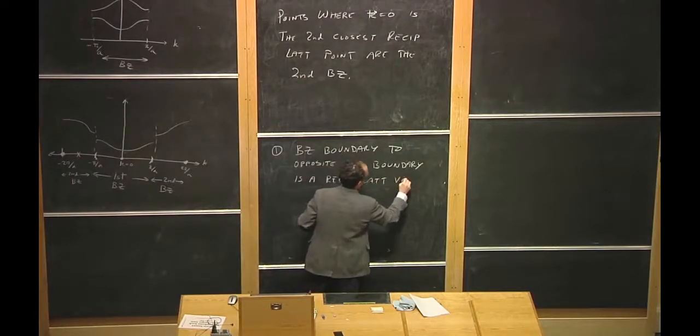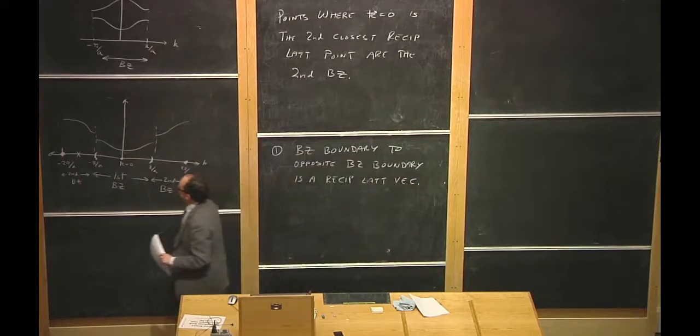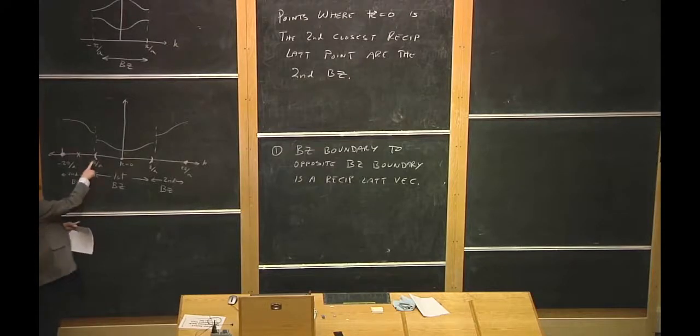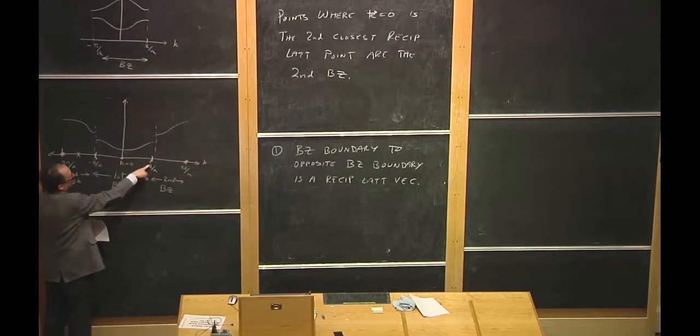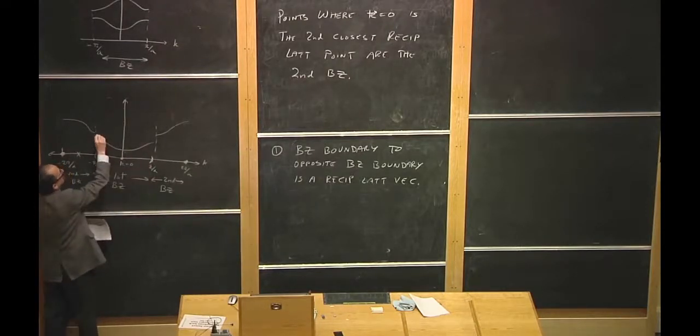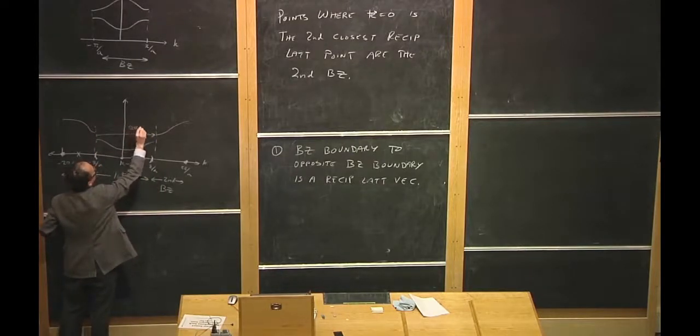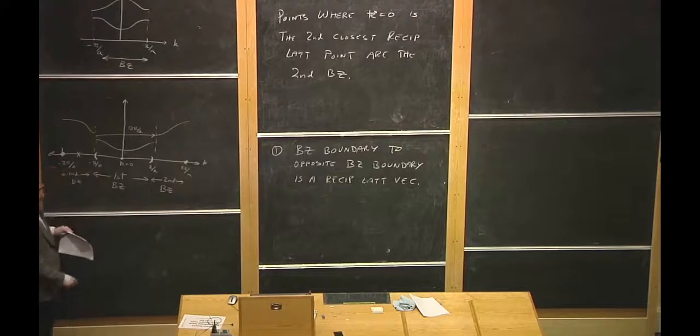Reciprocal lattice vector. Let's see. So here's a Brillouin zone boundary. It's the boundary between the first Brillouin zone and the second Brillouin zone, at minus pi over a. Here's another one, the opposite one from minus pi over a, which is plus pi over a. The distance between them is 2 pi over a, which is indeed a reciprocal lattice vector.